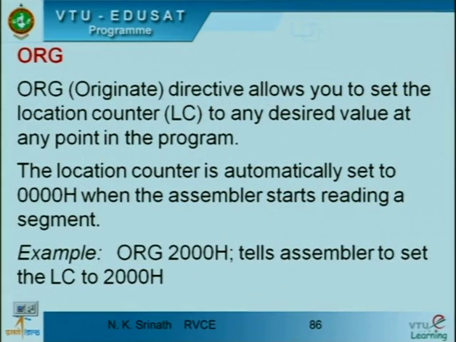Example, ORG 2000 hexa tells the assembler to set the location counter to 2000. That means that ORG is an assembler directive telling the program to start executing from 2000, because the program is stored in the memory location starting from 2000.